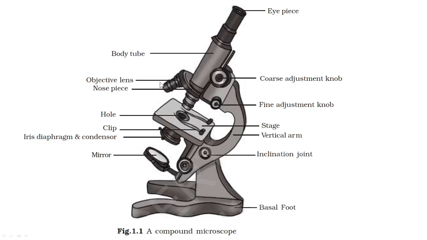The objective lens has different powers. You can rotate the nose piece so that you can adjust the magnification. If you want to increase the magnification, you rotate it to a more powerful objective lens; if you want less magnification, you use a lens of lower power.